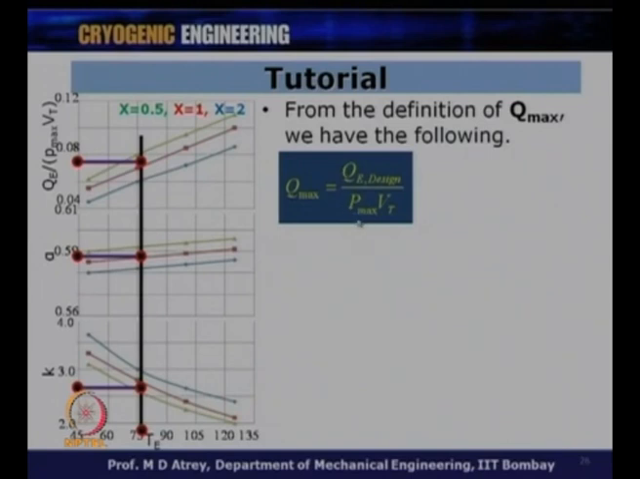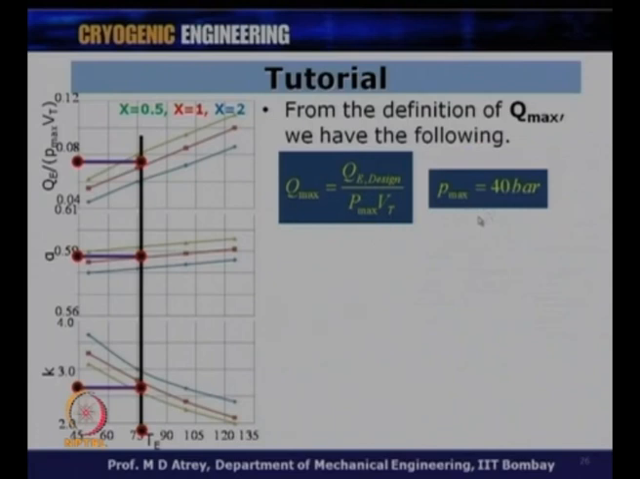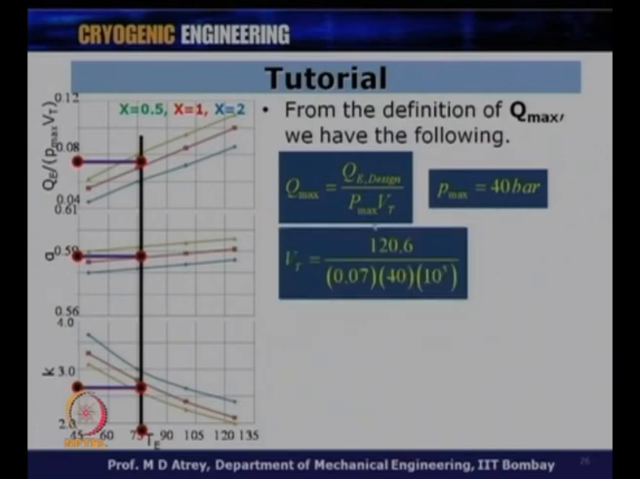We already know what my Pmax should be, because the problem defines that Pmax should not be more than 40 bar, and I know Qmax, which means I will get the value of Vt from this particular expression. Pmax is equal to 40 bar, and therefore Vt equals Q_E design, which is 120.6, divided by Qmax, which is 0.07 into 40 bar, to be converted into 40 into 10 to the power 5 in order to get a meter over here.